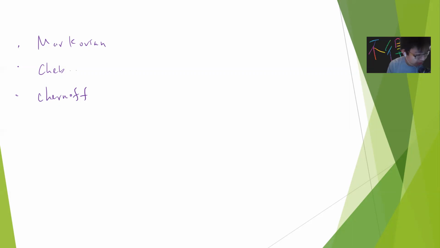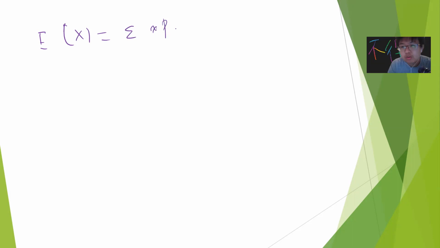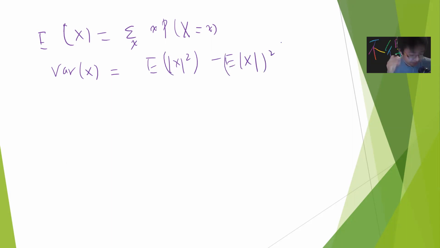Okay, so let me quickly start. First let me introduce the notation, because in probability everybody uses a different notation. My expectation value E of x is defined for a random variable x, and the variance of x is defined to be the expectation of x squared minus the expectation of x, squared. These are common notations.